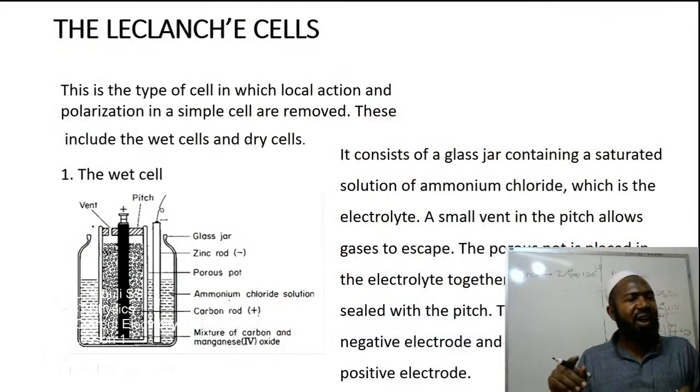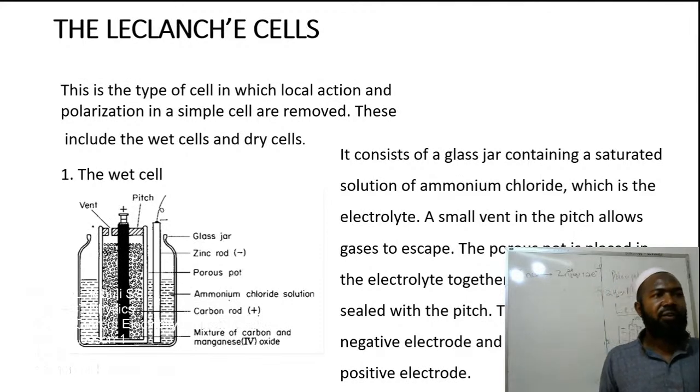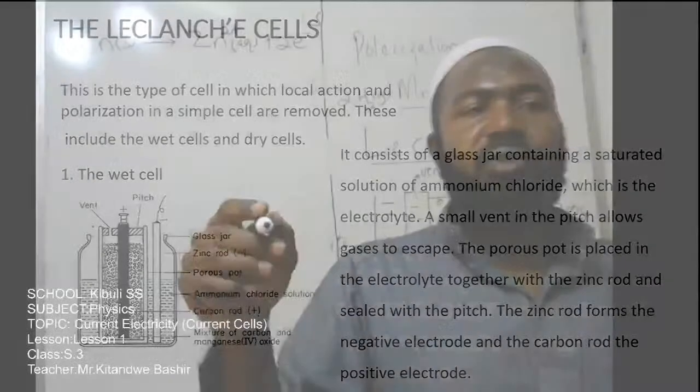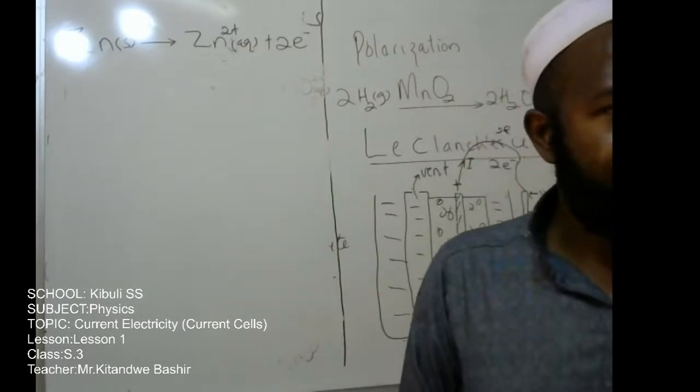Before we go to the dry cell, the working of the wet cell is going to be the exact working of the dry cell, as you are going to see. But before we go there, any question as far as the wet cell is concerned? Key points: one, manganese oxide acts as a depolarizer. Two, zinc dissolves in ammonium chloride to produce the two electrons. The two electrons move through the external circuit to the positive electrode, which is carbon. And this leads to current flow in the reverse direction. Electrons are moving in this direction, current moves in the reverse direction. Is that okay?